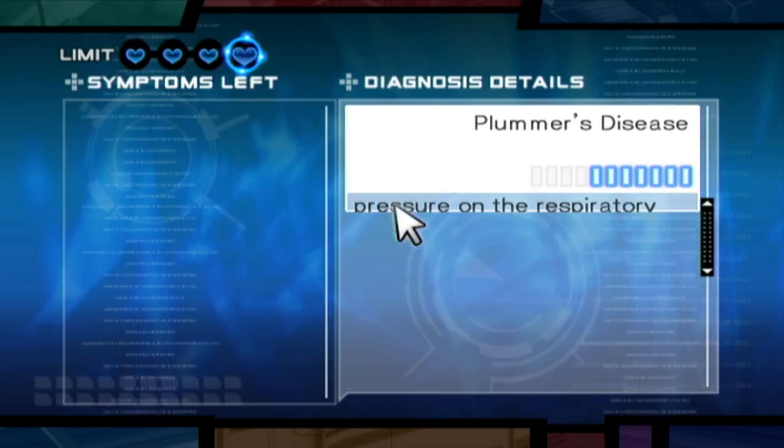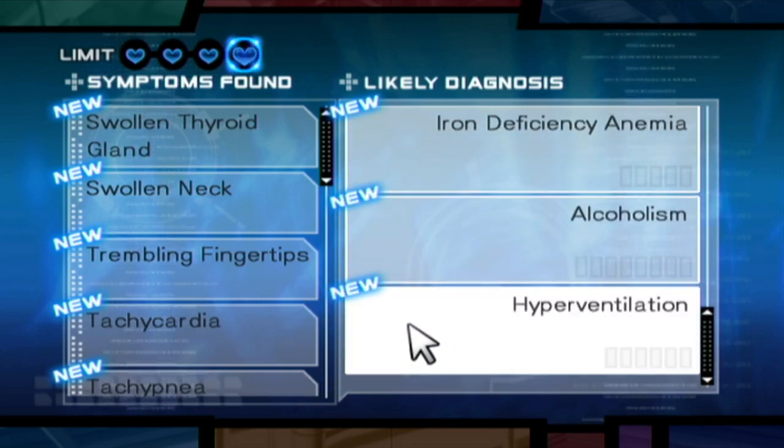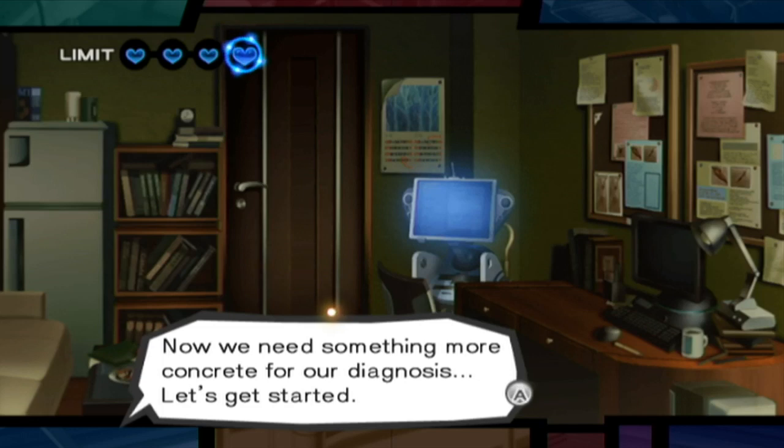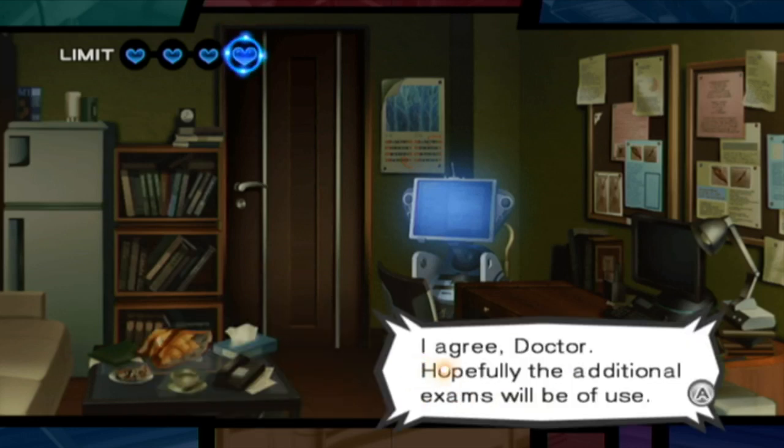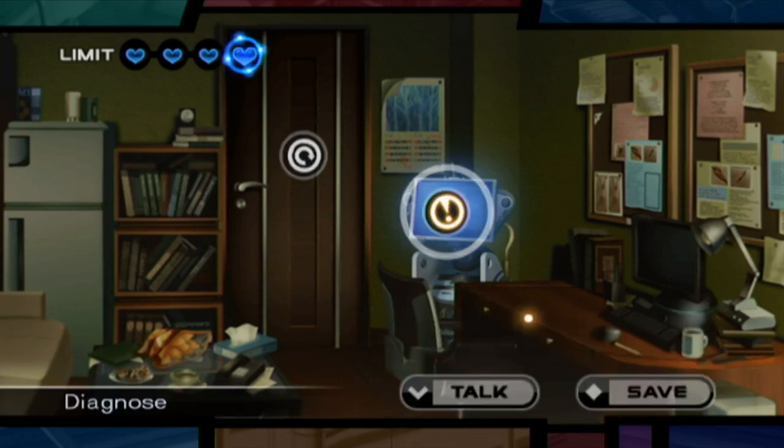Oh, with that done, guess we can just go ahead and move on. Now we need something more concrete for our diagnosis. Let's get started. I agree, Doctor. Hopefully the additional exams will be of use. Hopefully.